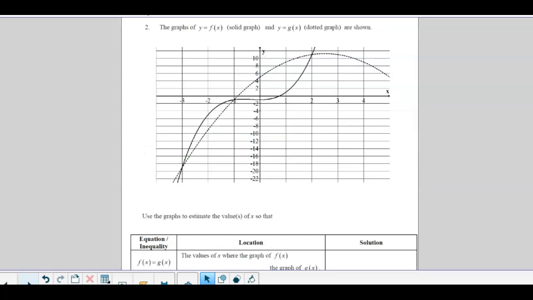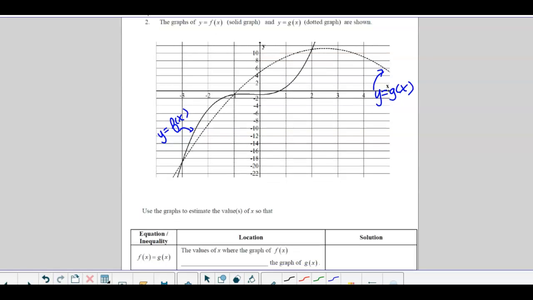Okay, so now the graphs of two other functions. So y equals f of x is the solid graph. So it's called f, and g is the dotted graph. Okay, they're just two different graphs. Nothing to do with inequalities from the last two different graphs. So this one here is y equals f of x. This is y equals g of x.